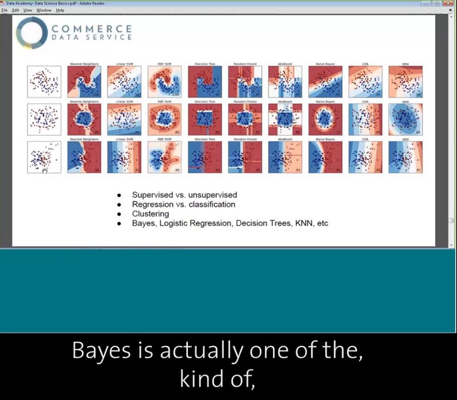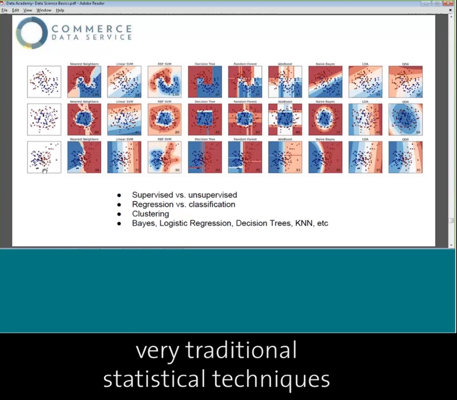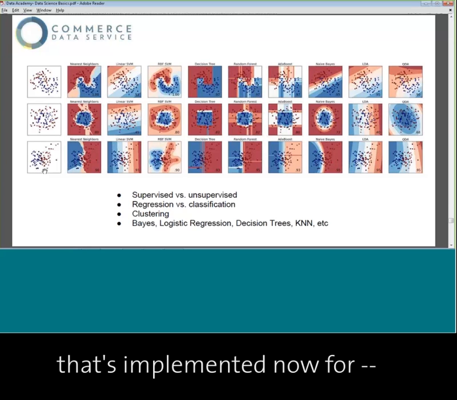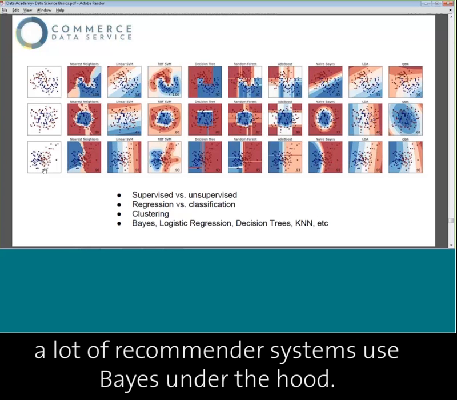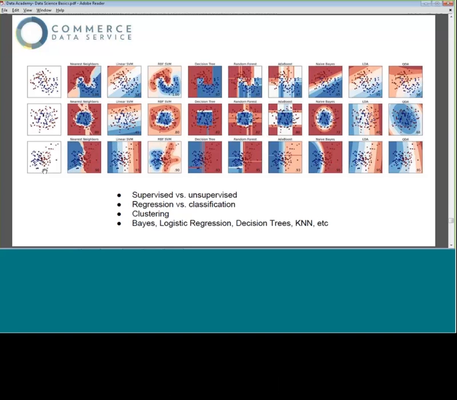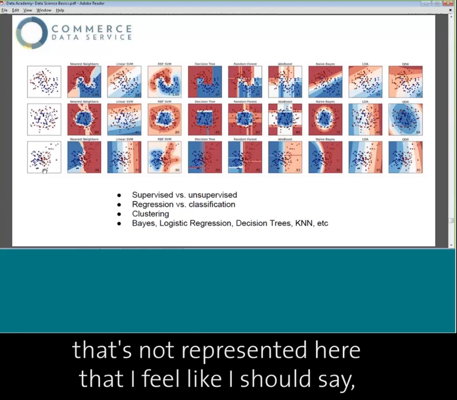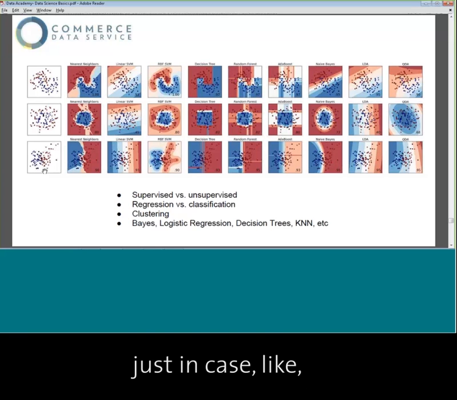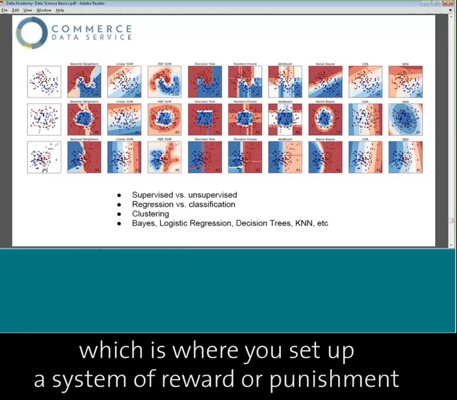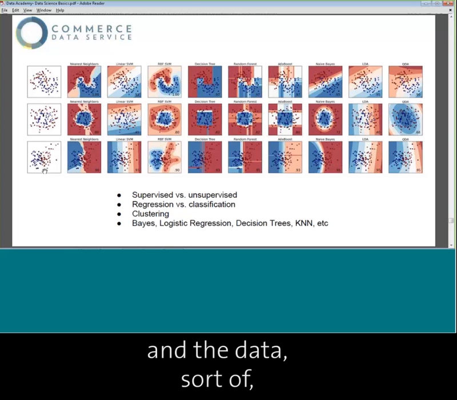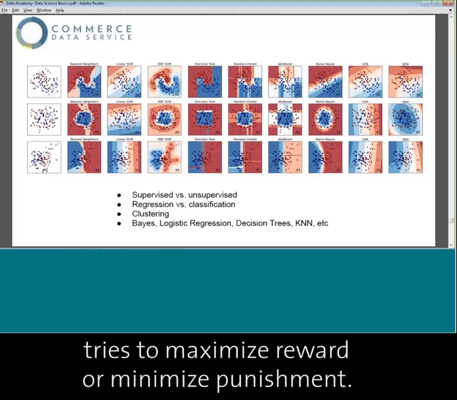Bayes is actually one of the very traditional statistical techniques that's implemented now, and a lot of recommender systems use Bayes under the hood. There's also another kind of machine learning that's not represented here that I feel like I should mention, just in case any of my teachers are listening, called reinforcement learning, which is where you set up a system of reward or punishment, and the system tries to maximize reward or minimize punishment.